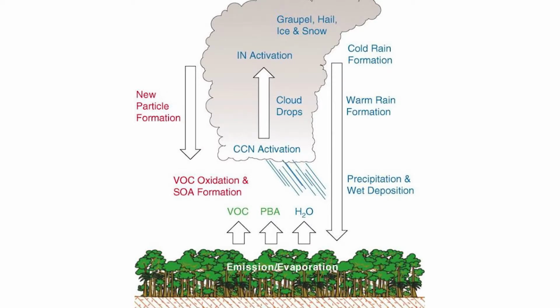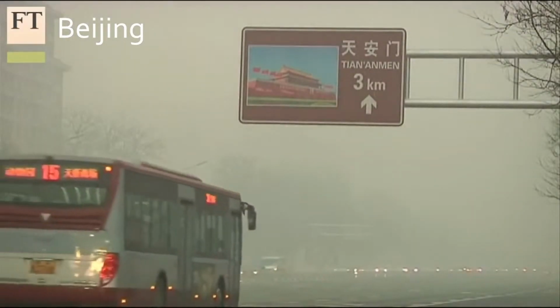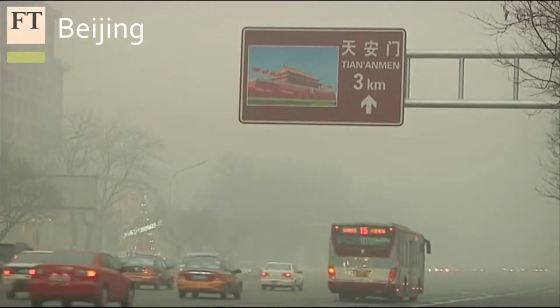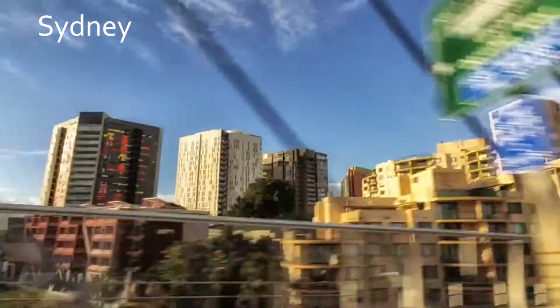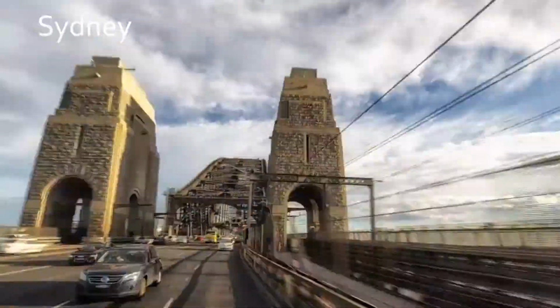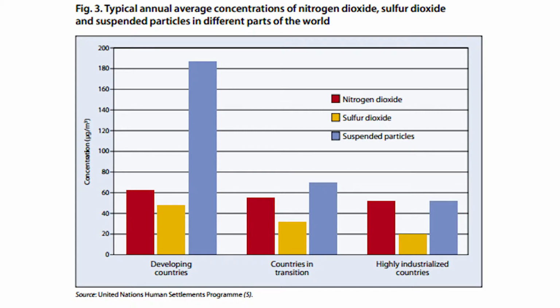Now we will focus on the global circumstance of air pollution. Air pollution levels are normally higher in developing countries than in highly developed industrialized countries. This can be proved by the typical annual average concentrations of nitrogen dioxide, sulfur dioxide, and suspended particles presented in this figure.